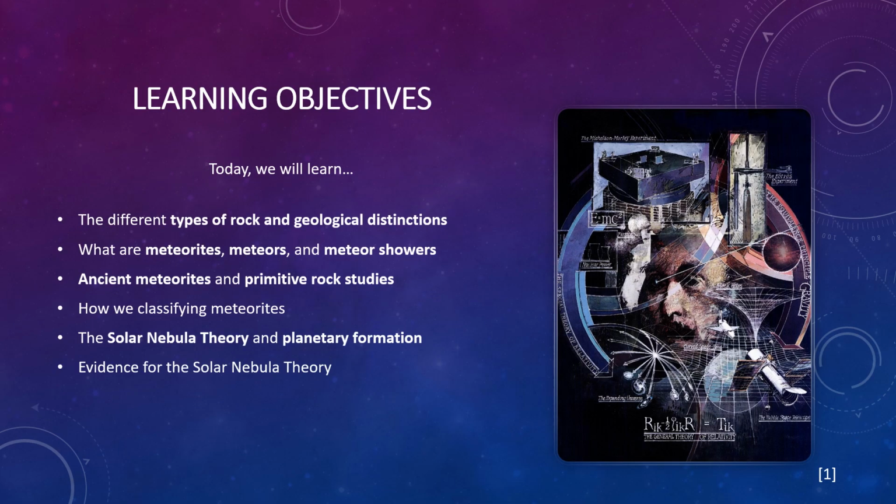In today's lecture, we will learn about the different types of rocks that are present in the solar system and what makes them geologically distinct. We will also learn about meteors, meteorites, and meteor showers, as well as how ancient meteorites and primitive rock studies can tell us about the past of the solar system. We also go into how meteorites are classified, which then brings us to solar nebula theory and a little bit about planetary formation. And then we talk about the evidence for solar nebula theory.